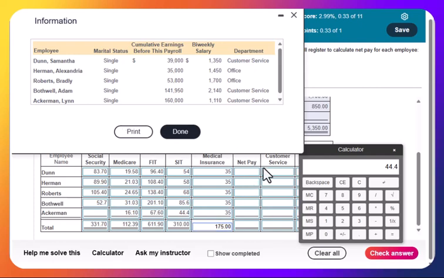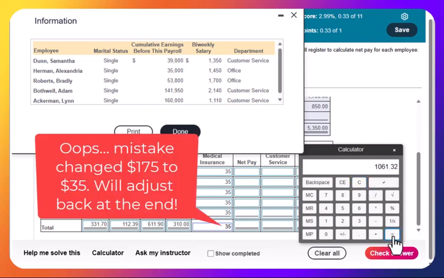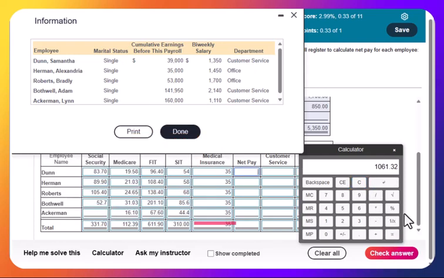And then we can go ahead and move on to net pay here. So for net pay, we're going to take that biweekly salary, that gross pay, and we're going to subtract out all of these deductions for net pay. So let's go ahead and start with Dunn. We're going to take $13.50. We're going to subtract out the $83.70, and then $19.58, and then $96.40, $54, and that fund medical insurance for $1061.32.